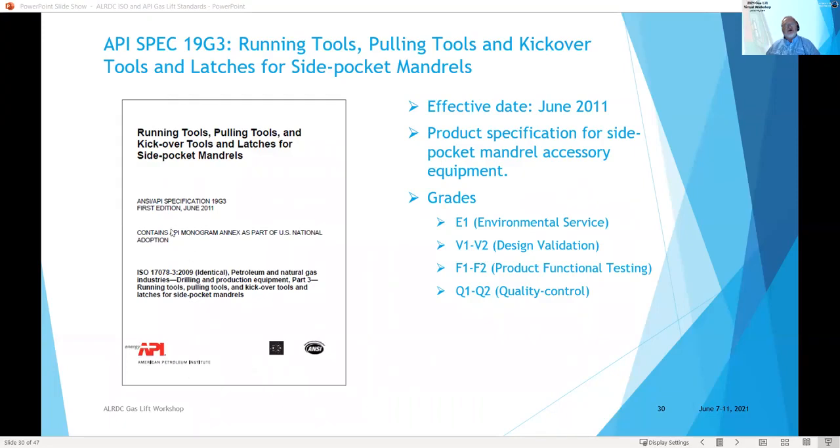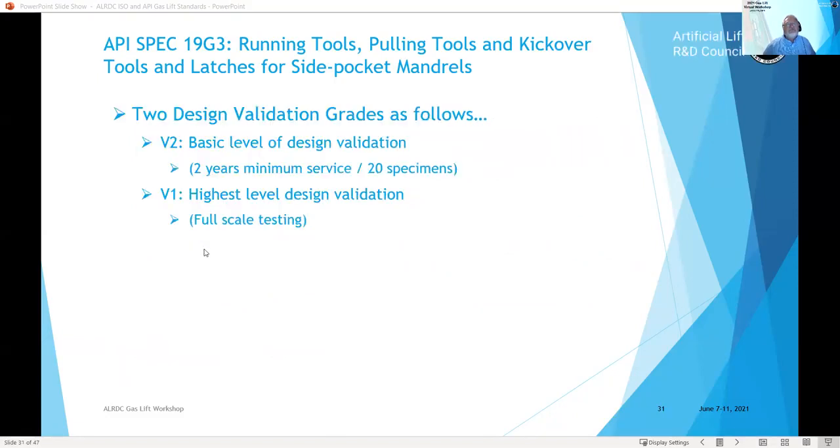Now, this particular document currently is co-branded by API and ISO. This is the ISO 17078-3, and it's an API 19G3. So the document is identical between both of those bodies, but the difference is that API adds an annex that allows for the monogram program to be utilized.